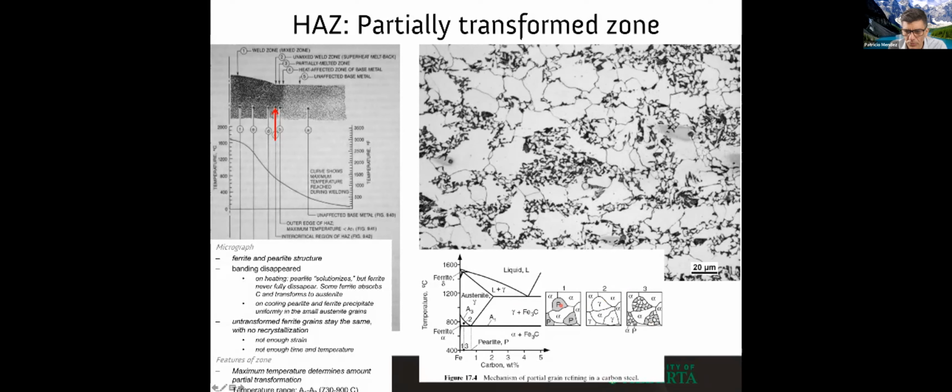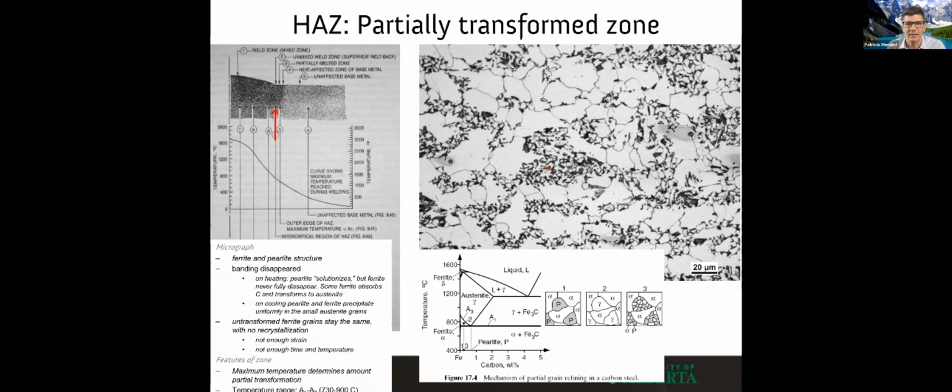The perlite transforms into austenite. And now I'm cooling down the austenite. The austenite does transform. The austenite transforms into what? Ferrite and perlite, right? And here we go. This is what we see here. These two images, this comes from a book, this comes from our lab. Look at this. You see this fine primary ferrite and the perlite. And here we have the original primary ferrite, then we have the primary ferrite from when we got into the intercritical zone, and this is the perlite.